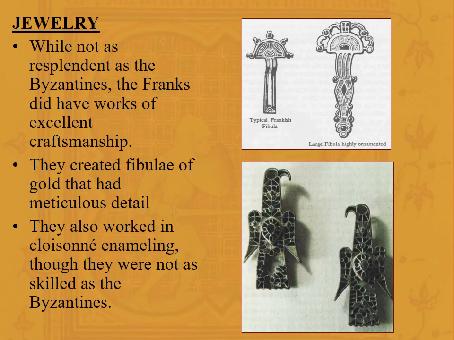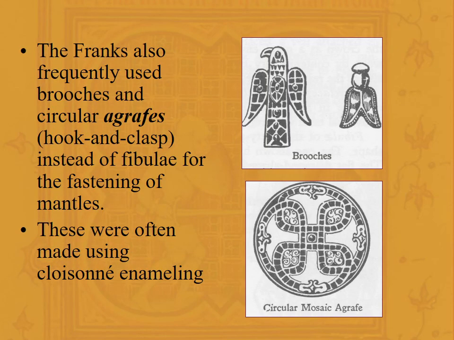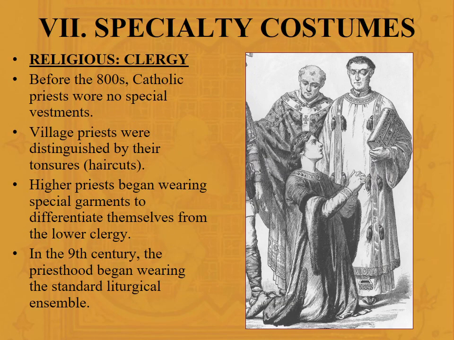Okay, quickly, jewelry. Very skilled. You can see some reliquaries and fibulae here. Meticulous detail and very large, in some of the pictures about the size of a fist. This is the agrafe, I'm pretty sure on that pronunciation, which is a hook and clasp. This is a circular brooch, that's the one down here. This is the agrafe, a circular brooch done with cloisonné enameling, and it had a hook and clasp on the back instead of the pin that the fibula might have.